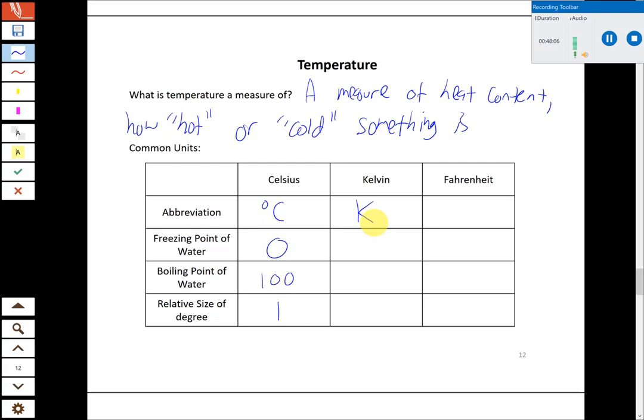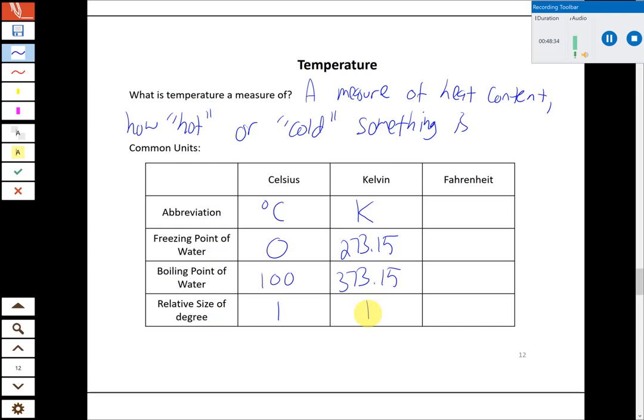And Kelvin is actually the same degree as Celsius, so it's the same interval, same size for each individual degree, but it's just shifted by 273.15. All right, so the freezing point of water in Kelvin is 273.15. The boiling point of water is 373.15. So what you'll notice is that there's 100 degrees in between the freezing and the boiling point of water. So the relative size of a Kelvin degree is the same. It's just that the scale is shifted.